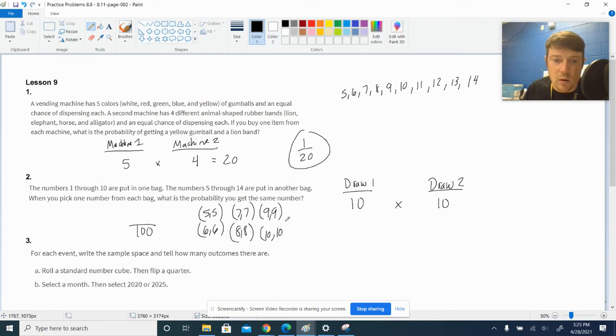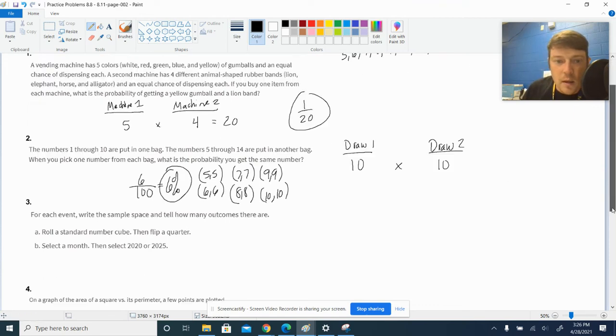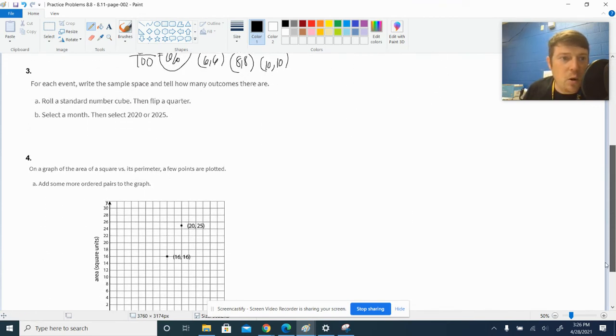So you could get all the way up to there, but you have to stop there because that first bag doesn't go past 10, although the second bag does. So if you count out how many of these there are, 1, 2, 3, 4, 5, 6, we've got a 6 in 100 chance, or about a 6% chance of getting both the same number out of these 100 possibilities. All right, moving on to number 3.